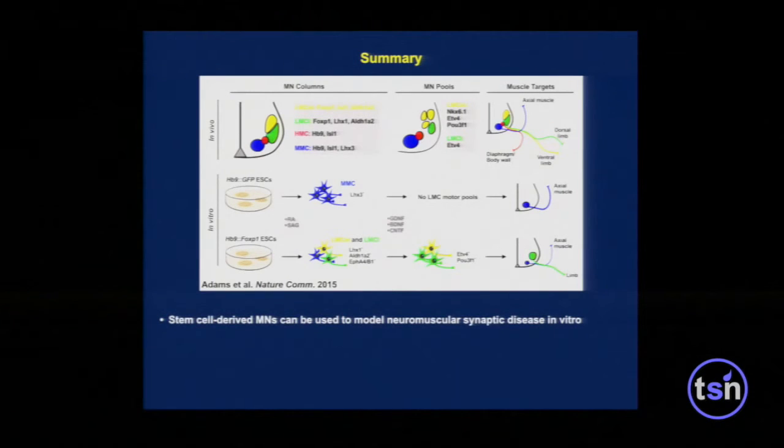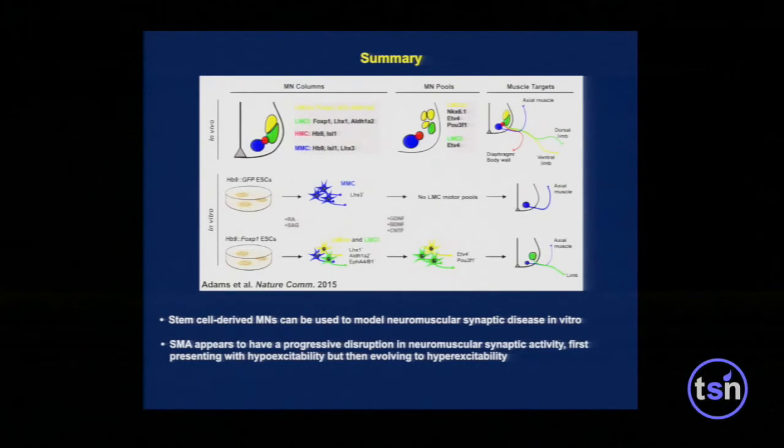And the take-home message that I want to say about the second studies that we've been doing is that you can use the stem cell-derived motor neurons to model aspects of neuromuscular synaptic disease. And in the case of SMA, we believe that this is going to be a progressive defect where at one point in time, it may look like hypoexcitability, but over time, it may have changed into something more like hyperexcitability. And this gives us some clues as to what the underlying defects may be in the cells, and that's something that we're really interested in exploring over the next few years.